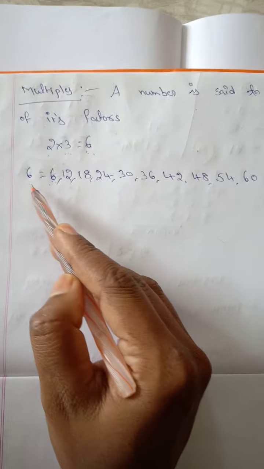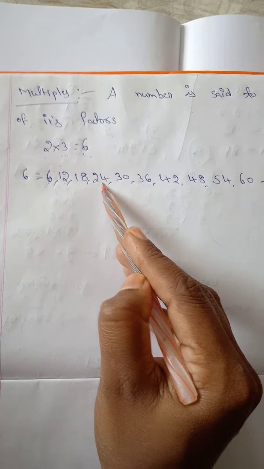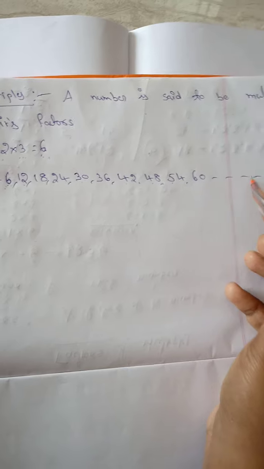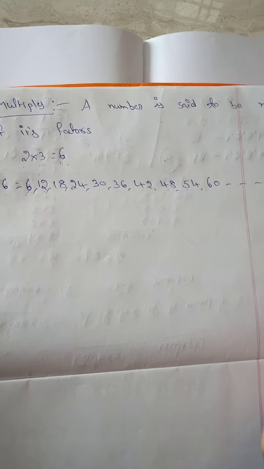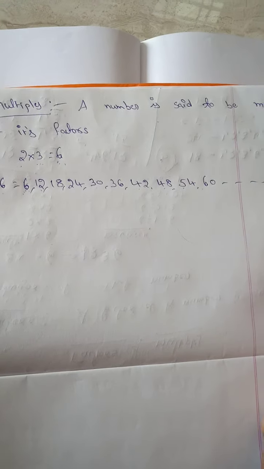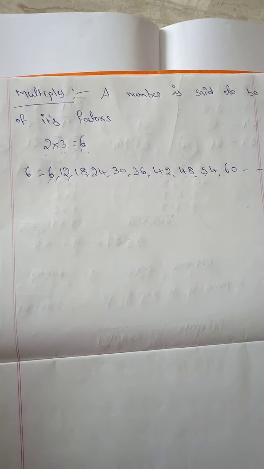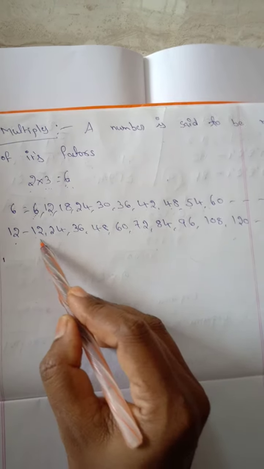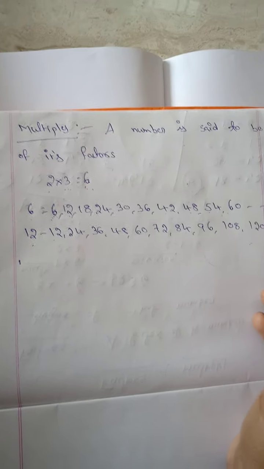So infinity. Yes, so 6 ones are 6, 6 twos are 12, 6 threes are 18, 6 fours are 24, 6 fives, 6 sixes, 6 sevens, 6 eights, 6 nines, 6 tens, up to infinity. So why are we saying infinity? Because 6 can be multiplied by any number, 11, 12, 13, whatever it is. So that's why we write infinity. So these all are the multiples of 6. Now one more number is 12. So these all are the multiples of 12. Nothing but the 12 table: 12 ones, 12 twos, 12 threes, 4s, 5s, 6s, 7s, 8s, and up to infinity.